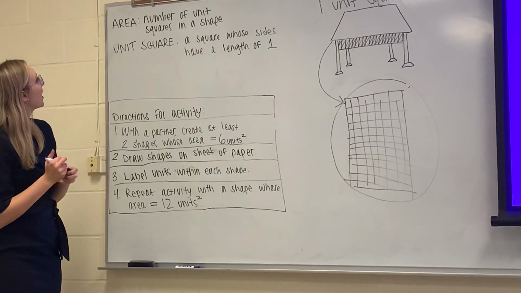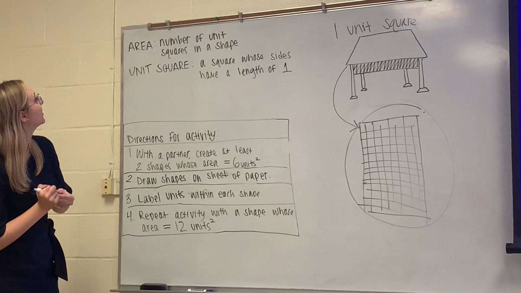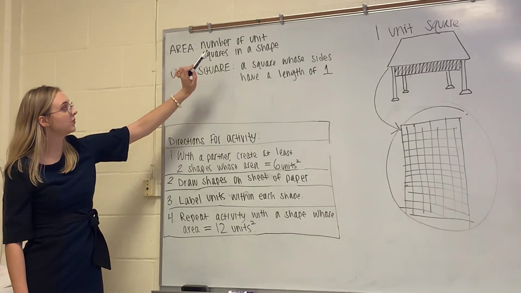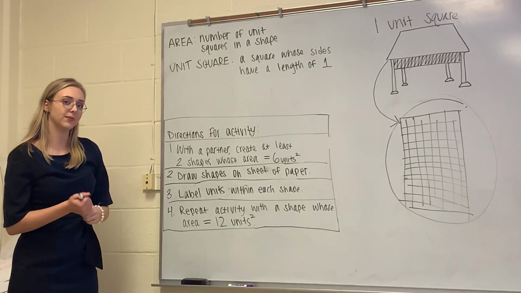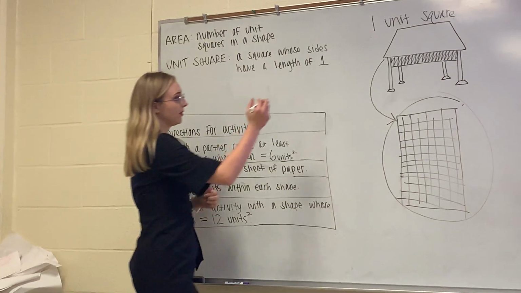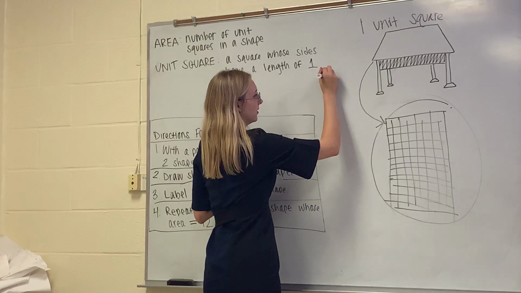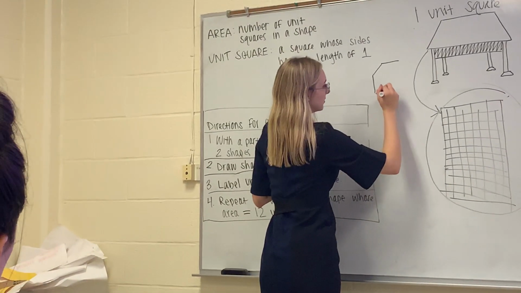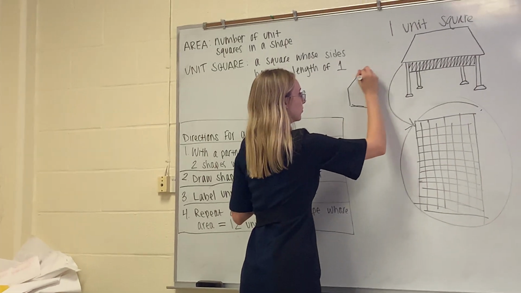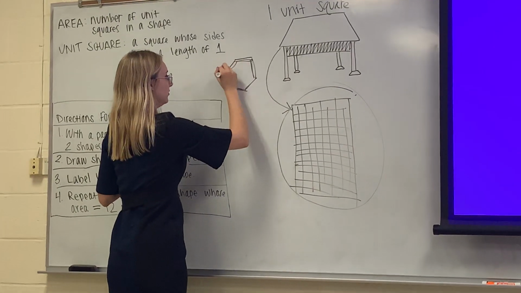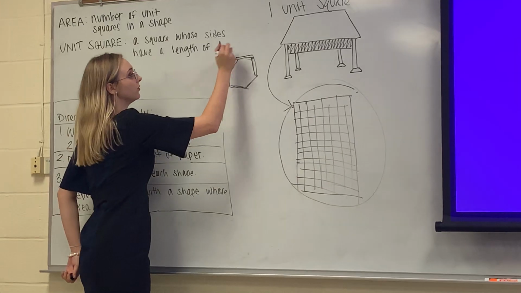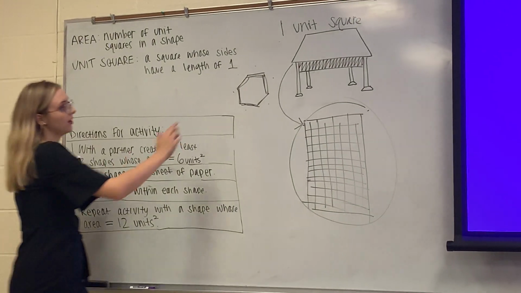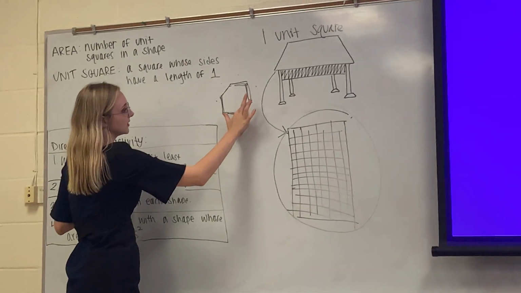So let's start off by reviewing some vocabulary. Area can be defined as the number of unit squares within a shape. For example, I'm going to draw a hexagon. How many sides does a hexagon have? Six. Well, we are just going to pretend that's a hexagon. So I've got 1, 2, 3, 4, 5, 6. I'm going to try to figure out the area of this hexagon.